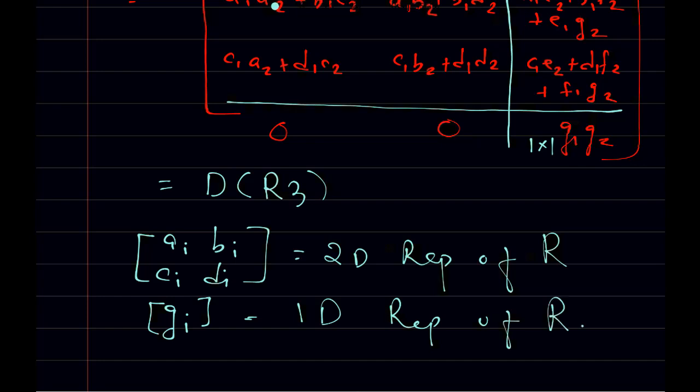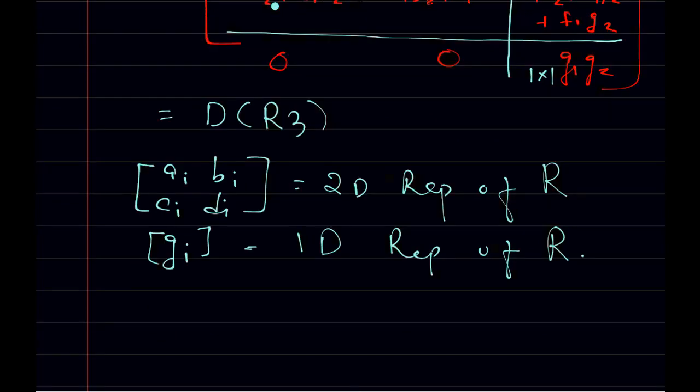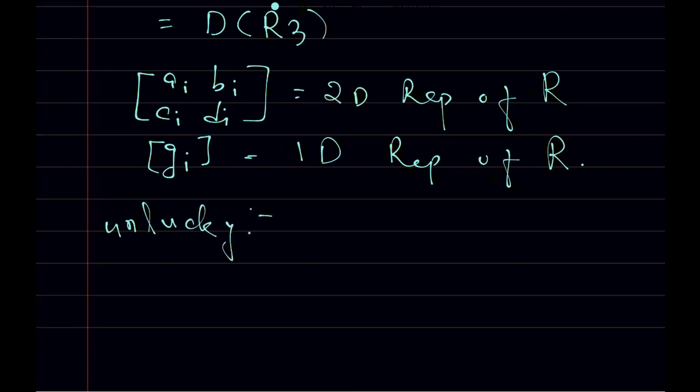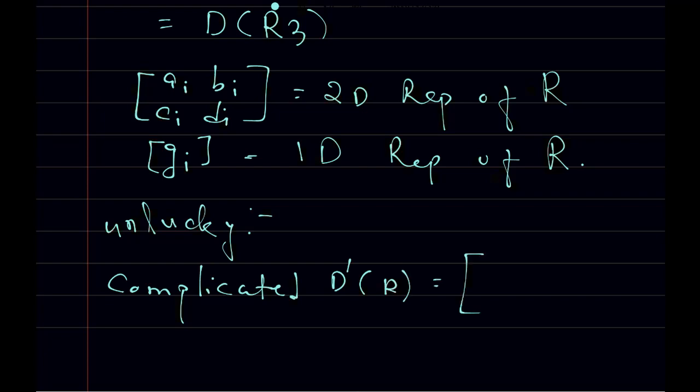But sometimes you can be very unlucky, and you may not find such a beautiful representation as above. The 3 cross 3 representation you got above gave you a hint that you also have a two-dimensional representation, a 2 cross 2 matrix of the same group element, and a one-dimensional representation. Sometimes you can be unlucky and get again a complicated representation of R. So it turns out to be some D of R, which is very complicated.